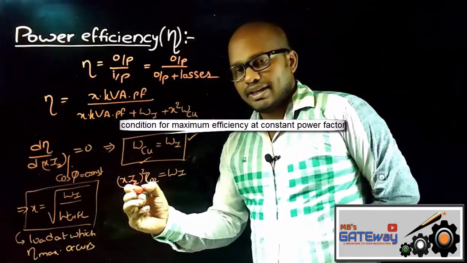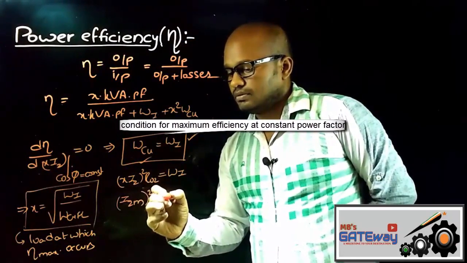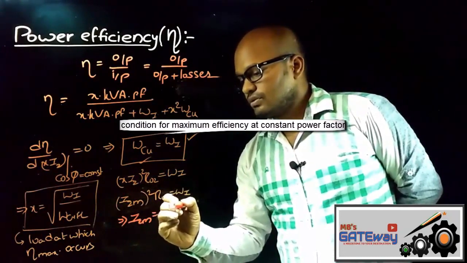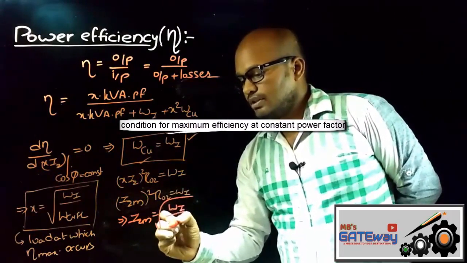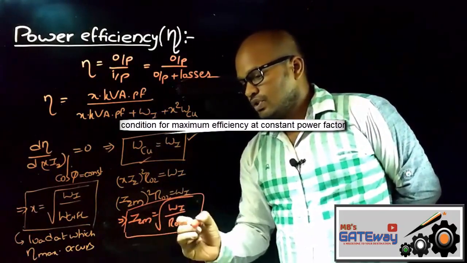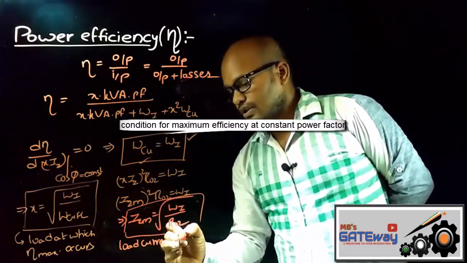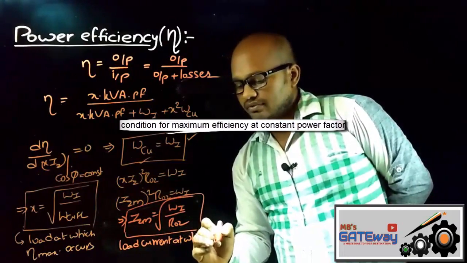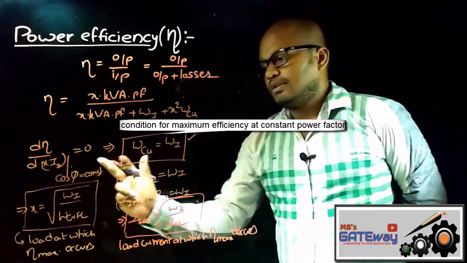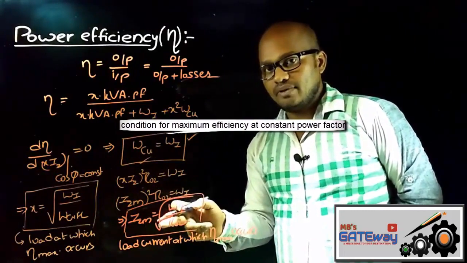Next let's consider X into I2 be I2M, which implies I2M is equal to square root of WI by R02, and this is one more important relation which will indicate the load current at which maximum efficiency occurs. This is the load at which maximum efficiency occurs, and this is the load current at which maximum efficiency will occur.